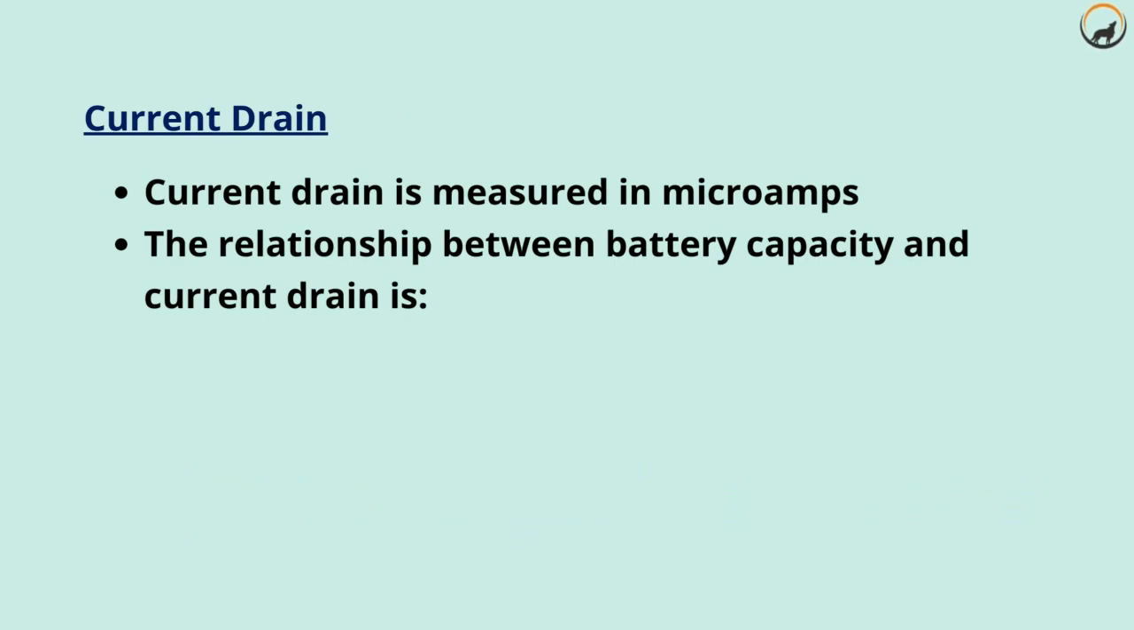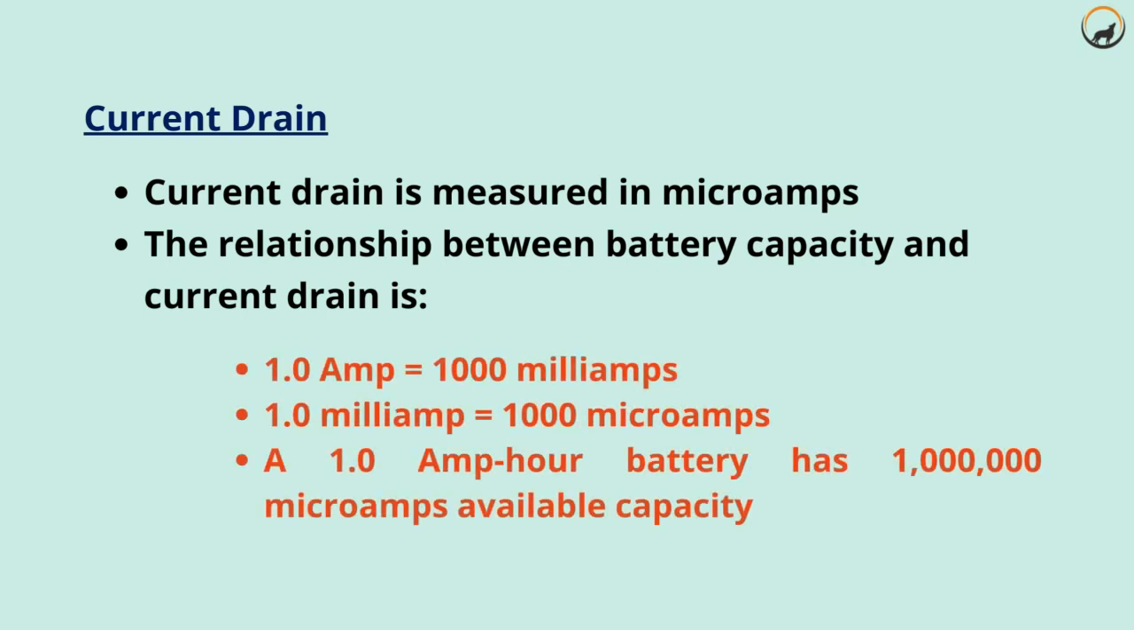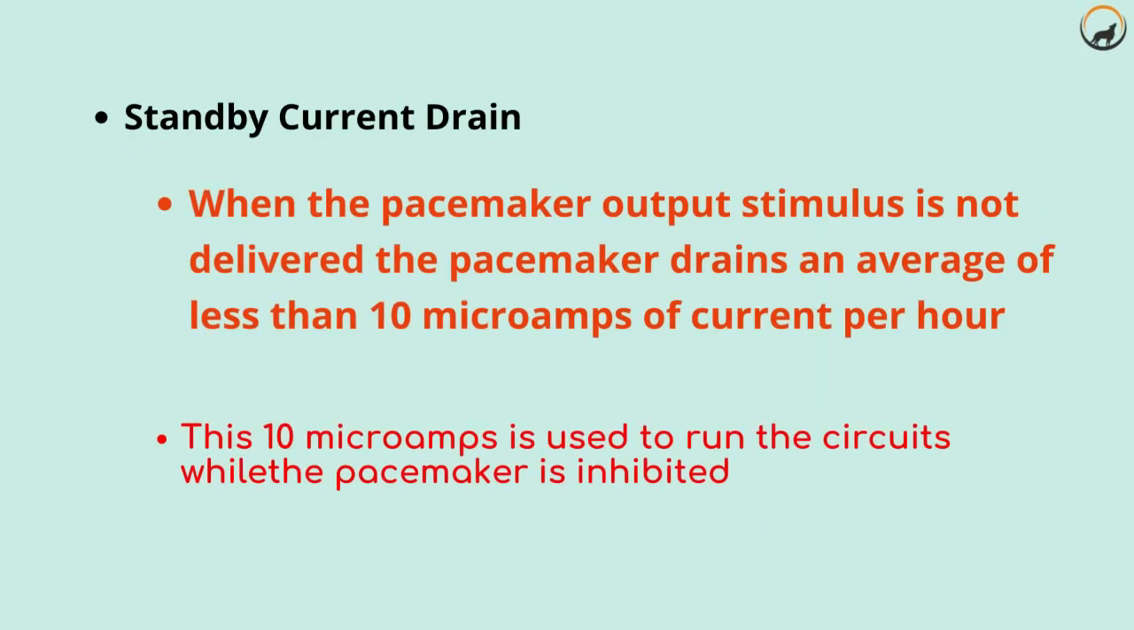The relationship between battery capacity and current drain is that 1 amp is equal to 1000 milliamps, whereas 1 milliamp is equal to 1000 microamps. A 1 amp-hour battery has 1 million microamps of available capacity. When the pacemaker output stimulus is not delivered, the pacemaker drains an average of less than 10 microamps of current per hour. These 10 microamps are used to run the circuit while the pacemaker is inhibited.